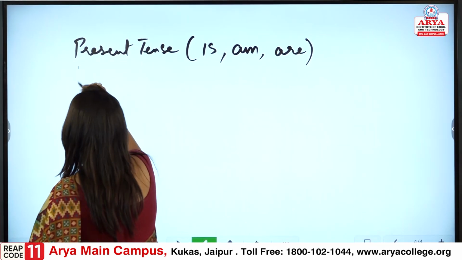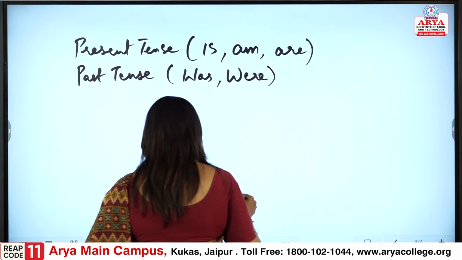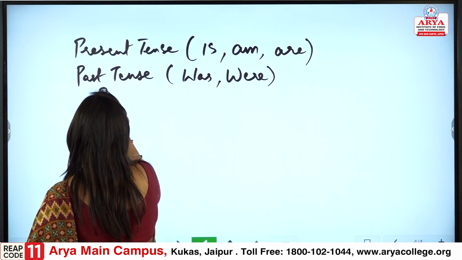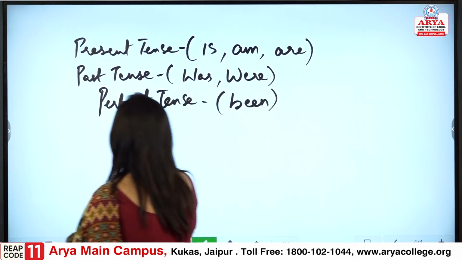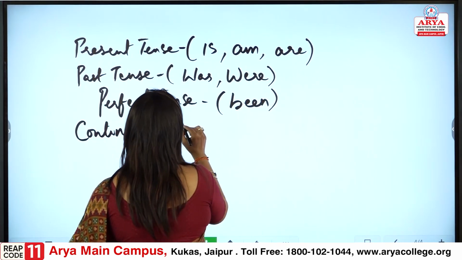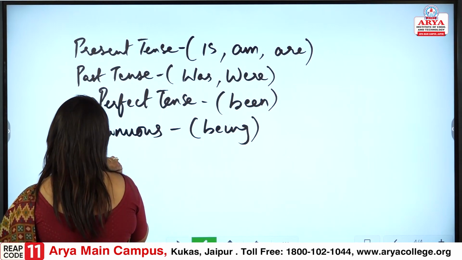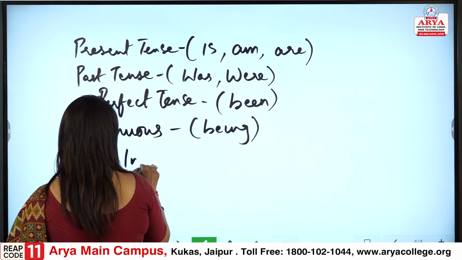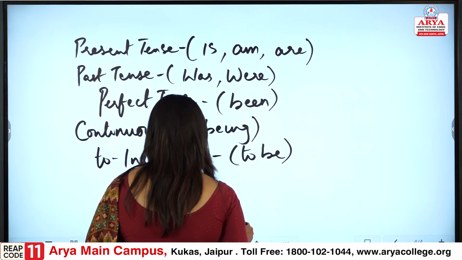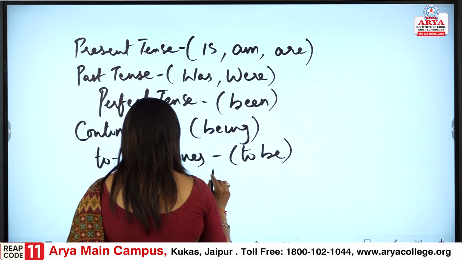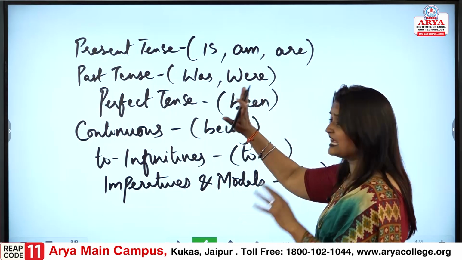In past tense, what we would use is was, were. Then we have perfect tense. In perfect tense, we will use been. For continuous, we will be using being. For infinitives, we will use to be. And imperatives and modals will use be. Please carefully observe this and understand this.